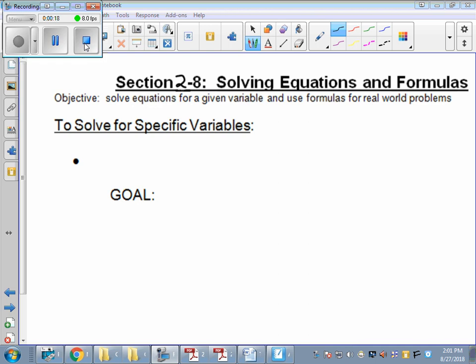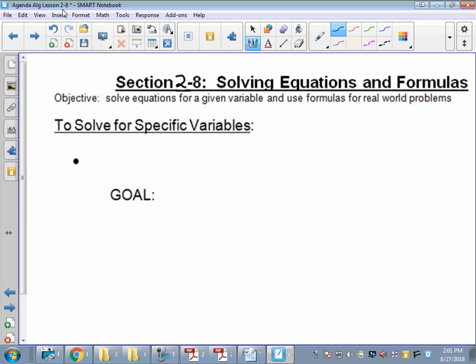All right. Last section in chapter 2 to 8, and we're solving equations and formulas. And this one's very similar to what we've done already, but this time we're going to solve for a given variable and use formulas for real world problems.